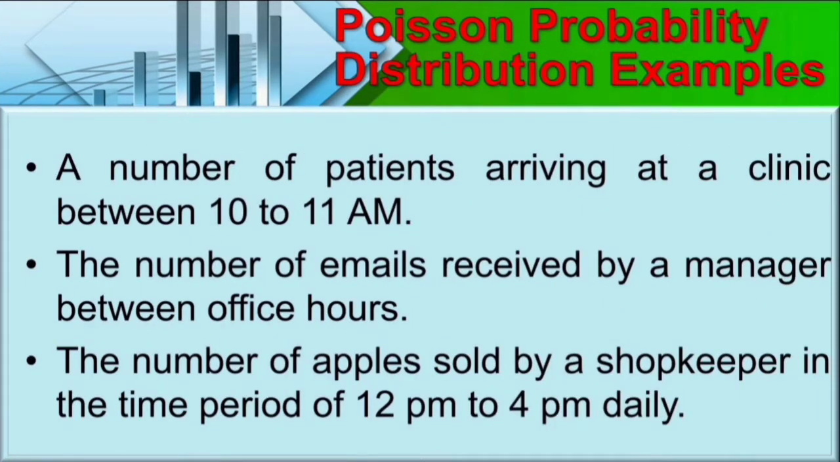Poisson probability distribution examples. Number 1, a number of patients arriving at a clinic between 10 to 11 a.m. Number 2, the number of emails received by a manager between office hours. Number 3, the number of apples sold by a shopkeeper in the time period of 12 p.m. to 4 p.m. daily, etc.